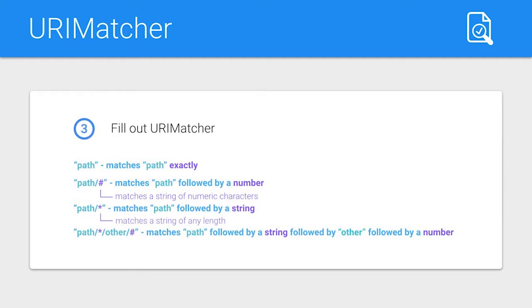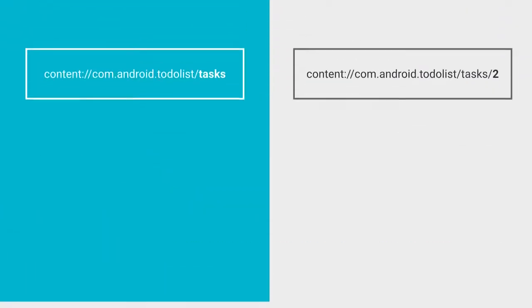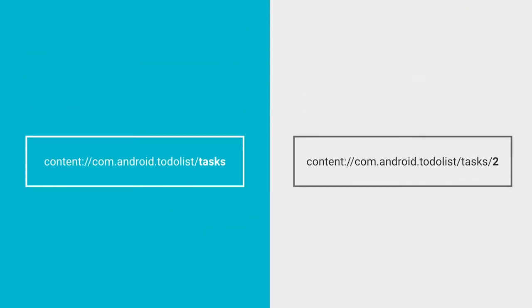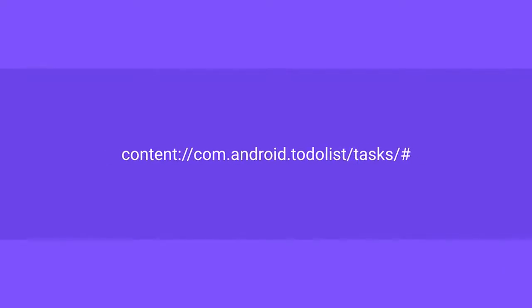URI structure. Here are some examples. These are two specific URIs that you've seen. The first one points to the complete directory of tasks, and the second to a row in the directory with ID 2. In the next example, I'm using the hash symbol, which matches any number. This path starts off with tasks, and this can be followed by an integer, whether that's the ID 2, 3, or 9042. Because of that hash symbol, any number will fit this pattern.